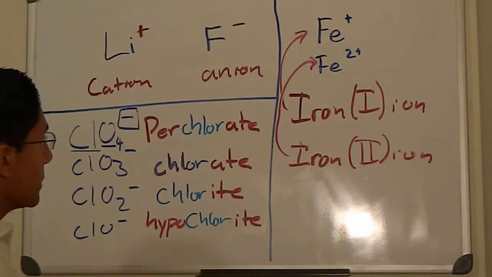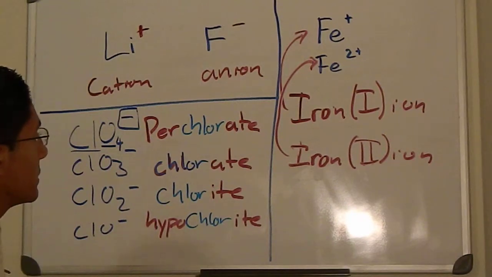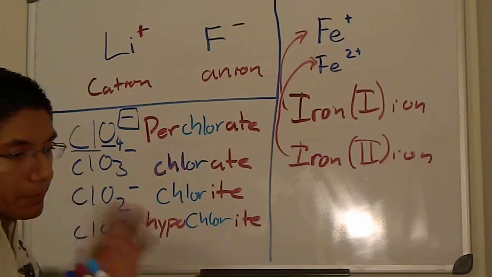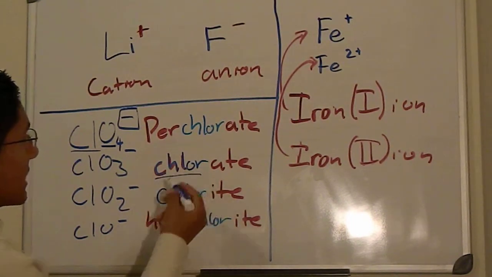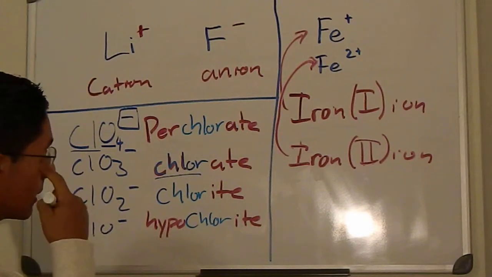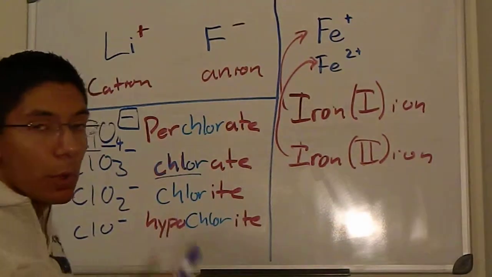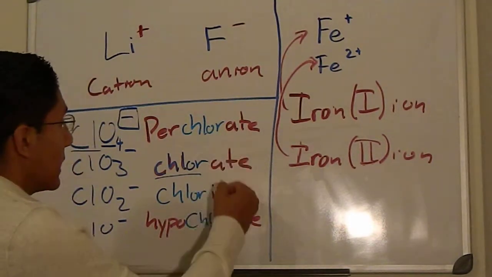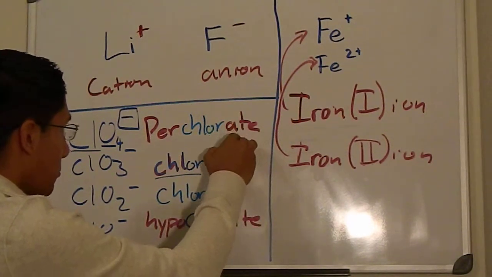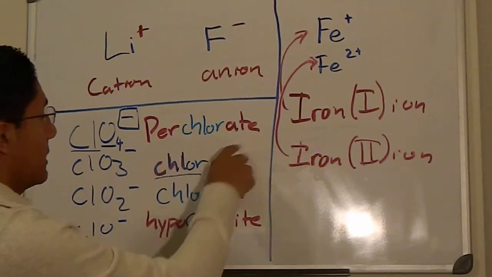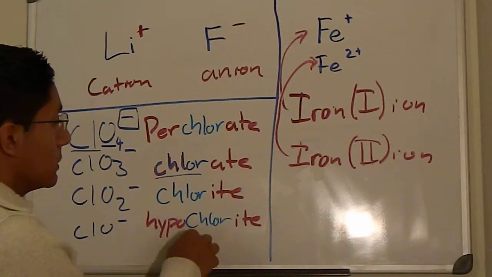Now, the convention, which is really an ambiguous one, I didn't really like it, is that the most natural one is going to be called the whatever it is. In this case, it's chlorine. So it's chlorate. Ate is the suffix for the most common one. Okay? One less than the most common one is ite. Okay? One more than the most common one is perchlorate. Two less than the most common one is hypochlorite.